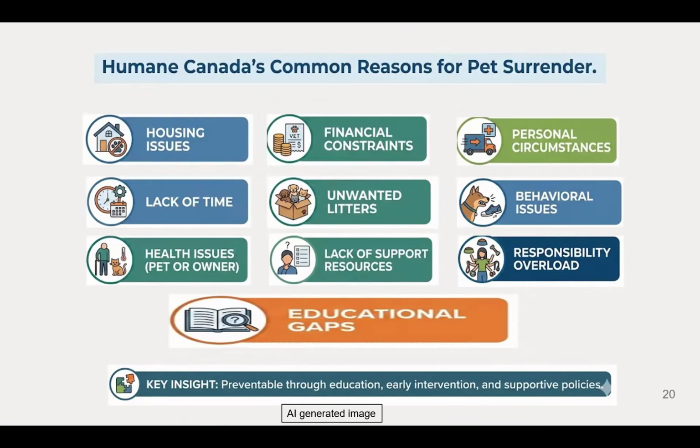Humane Canada has done some of its own research, and it records why people have surrendered their pet. The top 10 reasons are these ones: housing issues, financial constraints, etc. But the real big one is educational gaps. The reason for that is that these educational gaps often underpin the real reason. It's the cause of the challenge. So a key insight here is that a lot of these surrenders are preventable through education, early intervention and supportive policies.